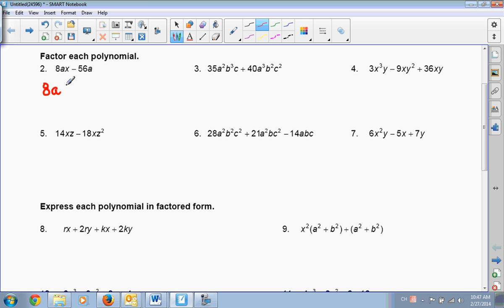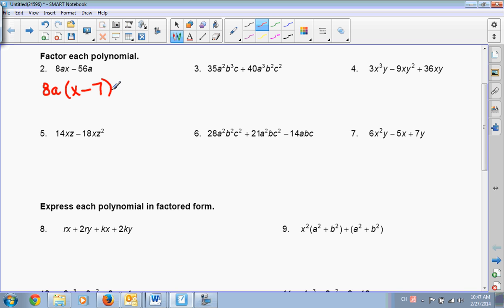Okay? And then what we have to do is leave what's left over. So if I pulled an 8 and an A from this first term, what's left? An X. Minus, if I pulled a factor of 8 from the 56, what's left? No. Factor, not subtracting, factor. 8 times what is 56? 7. And then I pulled out the A, so there's nothing left besides that.